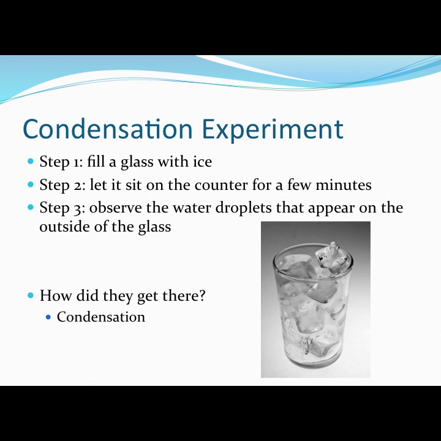To see condensation for yourself, you can do a very easy experiment with a cup and some ice. Step 1 is to fill a cup with ice. Then let the cup sit out on the counter for a few minutes. You will see that water droplets form on the outside of the glass. You may wonder, how did they get there? Did the droplets go through the glass? The answer is no. The water vapor in the air came in contact with the cold glass and the droplets formed through condensation.